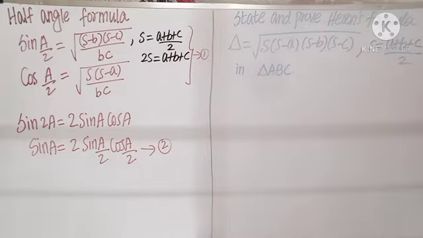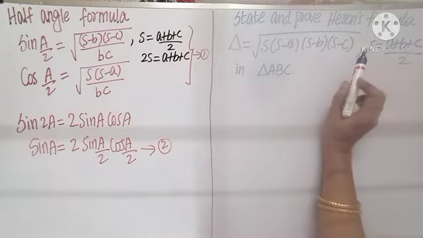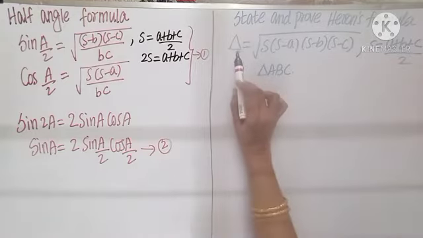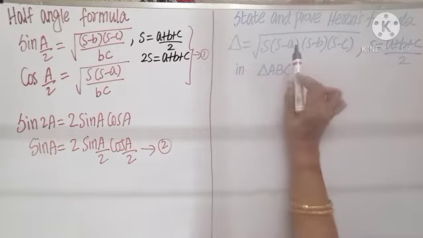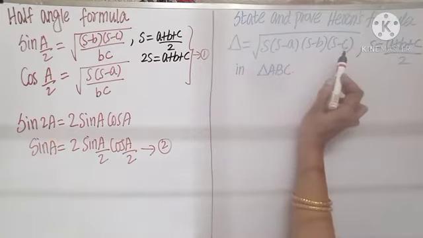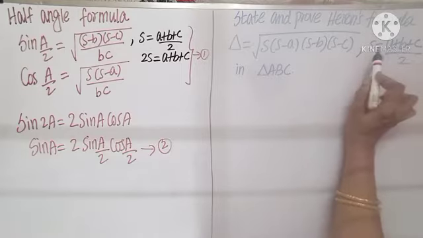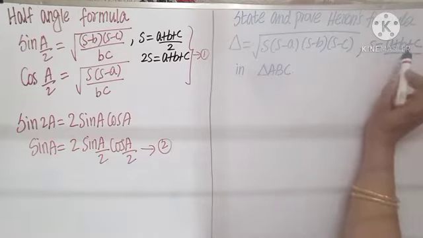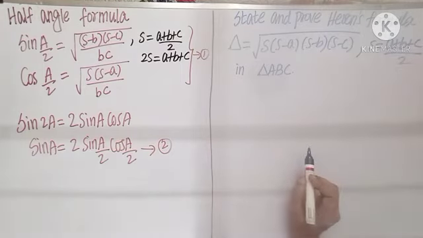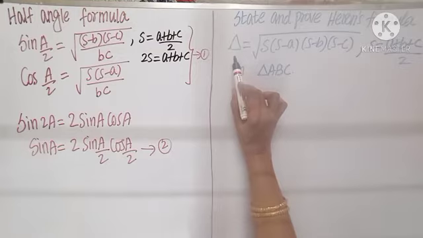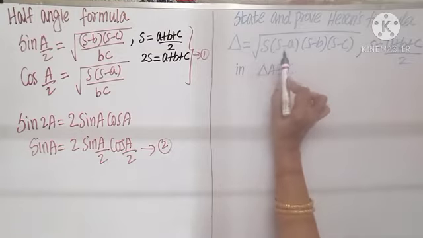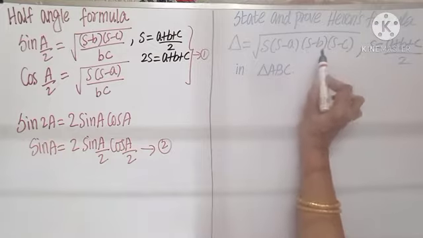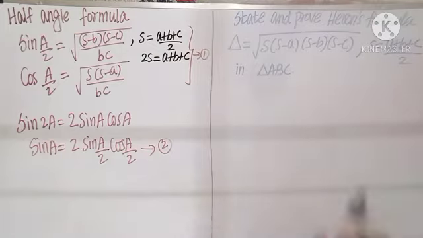This formula is named after Hero of Alexandria, who was a Greek engineer and a famous mathematician. This formula can be used to find the area of a triangle when we know all the three sides A, B and C. We need to calculate the semi-perimeter, which is A plus B plus C by 2. And the formula states: area of triangle is square root of S into S minus A into S minus B into S minus C. How are we to prove it?